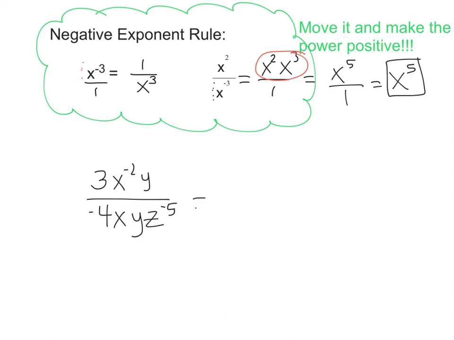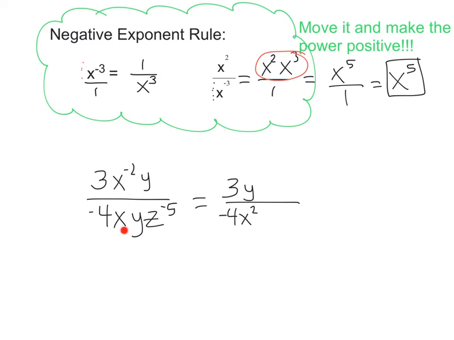Okay. So it looks kind of complex, but it's actually pretty straightforward. We're just going to start with every single factor separately. This 3 right here, does it have a negative exponent? No, so we leave it. This x to the negative 2, does it have a negative exponent? Yes, so we move it to the other side of the fraction, and we make the power positive 2. This y, does it have a negative exponent? No, so we leave it. This negative 4, this will throw some of you off. Does it have a negative exponent? No. It is a negative number, but that doesn't matter. Negative numbers stay. I like to leave it in the front.